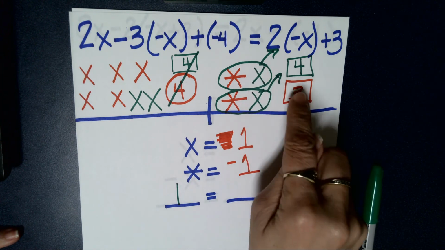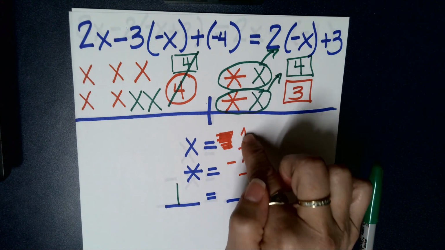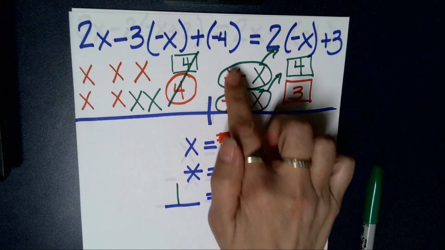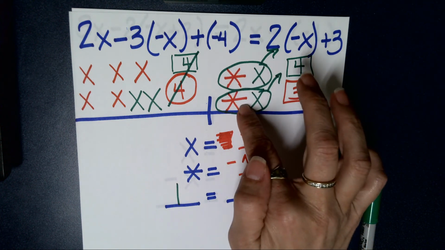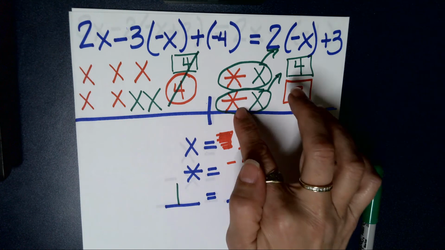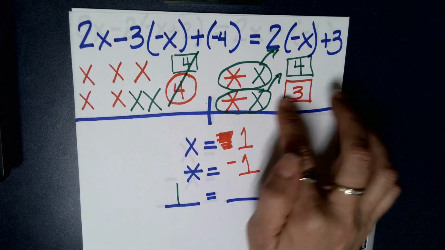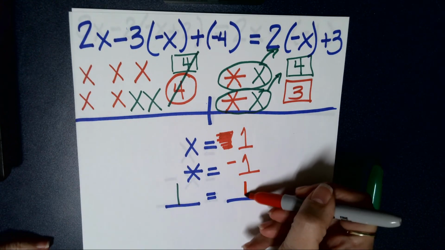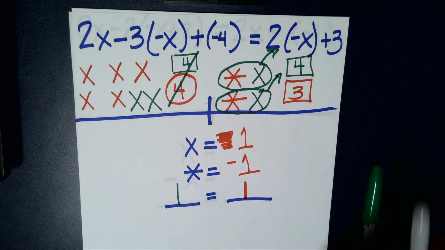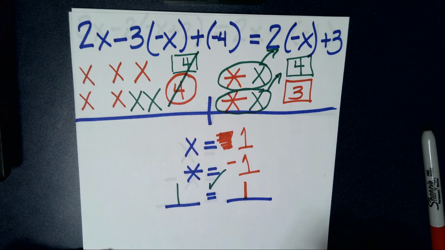And on this right side, we're going to use 1 and negative 1 for the pieces that I have in red. So negative 1 plus negative 1 is negative 2, and negative 2 plus 3 is 1. You could also think of that as 3 plus negative 2 to make it a 1. So our x is 1, our star is negative 1, and our check is 1 equals 1.